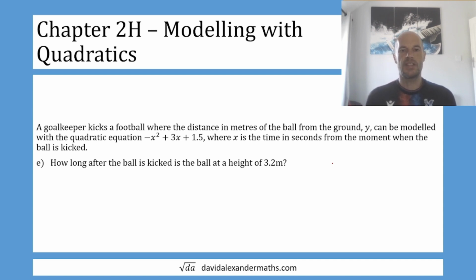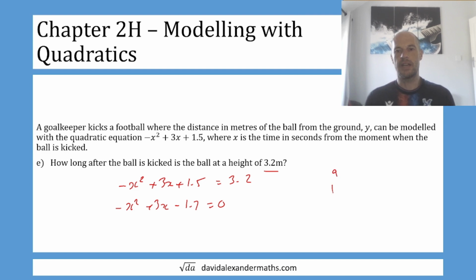How long after the ball is kicked is the ball at a height of 3.2 metres? y is the height, so we know that y equals minus x squared plus 3x plus 1.5, so all we need to do is set minus x squared plus 3x plus 1.5 to 3.2. Let's subtract 3.2 from both sides, so minus x squared plus 3x, and what is 1.5 take away 3.2? That is minus 1.7 equals 0.